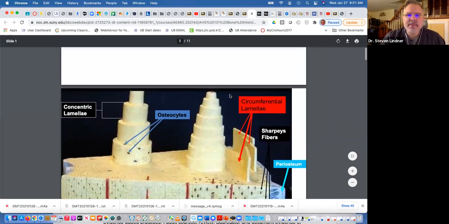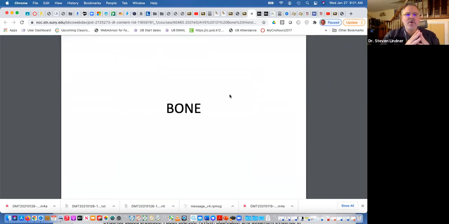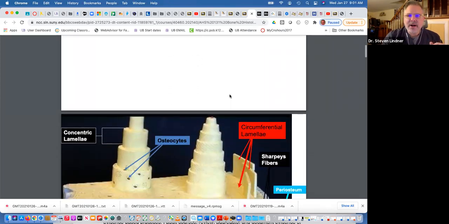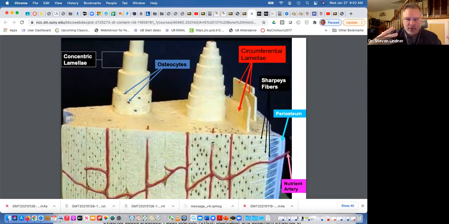Okay, so when we talk about bone, when you look at bones, bones can be classified into many different types. So when you do bones in lecture, you will discover that there are some long bones and there are some short bones and there are some flat bones and there are irregular bones. So we have different types of classifications of bones. We're going to spend a whole lot of time on the second exam talking about long bones.